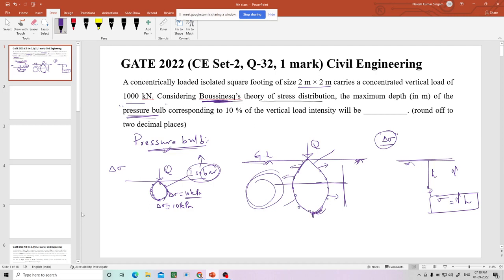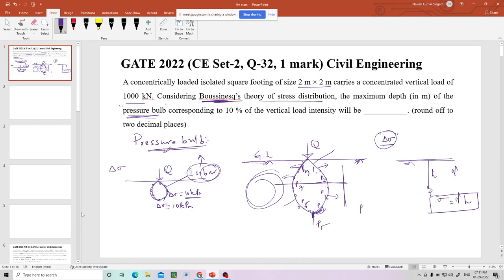This is the maximum depth below the ground level where... suppose I'll give you P1, P2, P3, P4, P5. Let us say this is P5. So P6 like that, P7 up to Pn. So which point will be deeper compared to all other points?